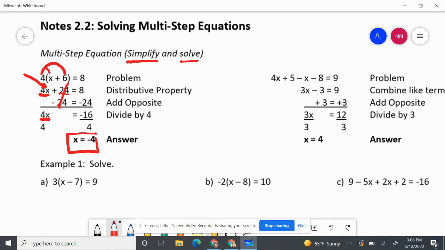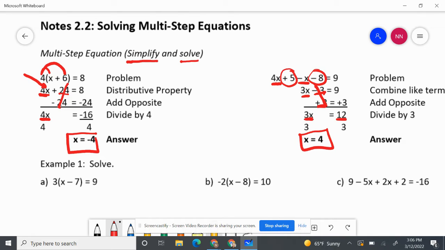The other way we're going to simplify is adding the like terms. When we add the like terms, we're going to add the x's, or I should say combine the x's. In this case, we're subtracting them to get 3x, and then we take the 5 and the minus 8, and that gives us minus 3. We're going to add the opposite, so the opposite of subtracting 3 is adding 3. These become 0, so we isolate the variable. 9 plus 3 is 12, and then because there's multiplication happening here, the opposite of multiplying is dividing, so we divide by 3 and we get our answer of 4.